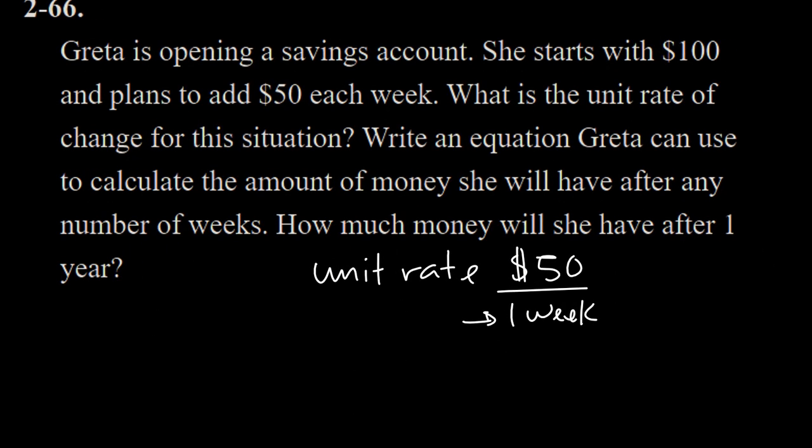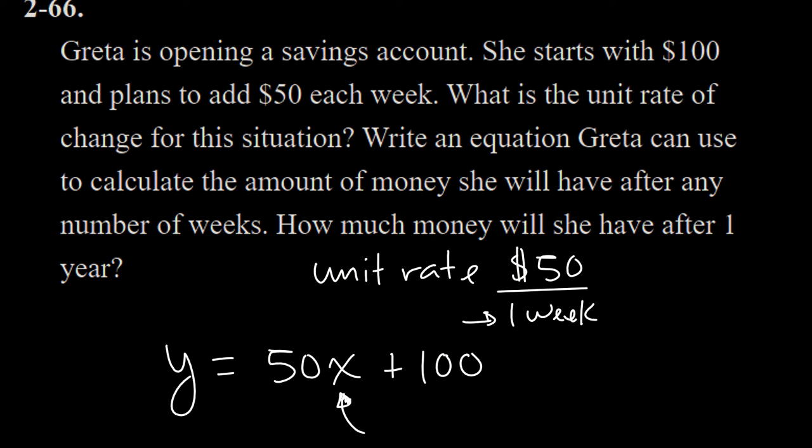Okay, so let's see. The equation y, the number of dollars, would equal $50 going in each week plus she started with $100 in the account. So x needs to be given in weeks for this equation, because remember this unit rate is dollars per week. So if I want to know what the answer is for a year, I need to convert that year into weeks, and I think it's 52.